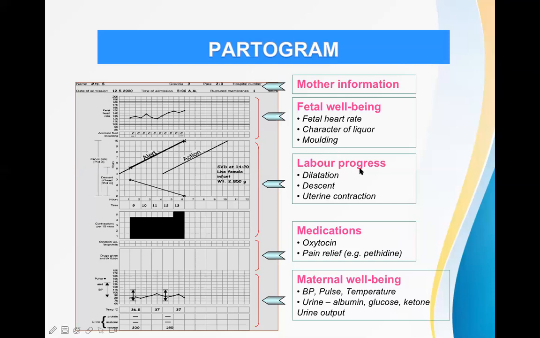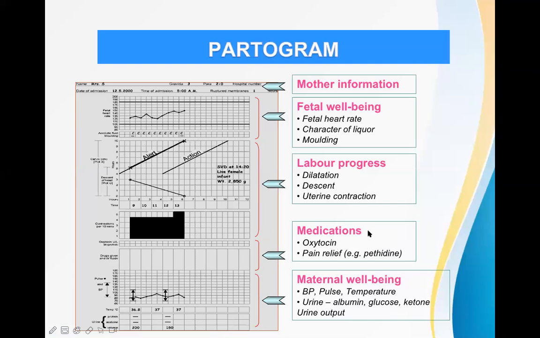The third part of the partogram is to know about the progress of the labor. Now see this. What is the dilation of the cervix? What is the descent of the fetal head or presenting part? And what is the uterine contraction? So it is all maintained in this part or in this area.